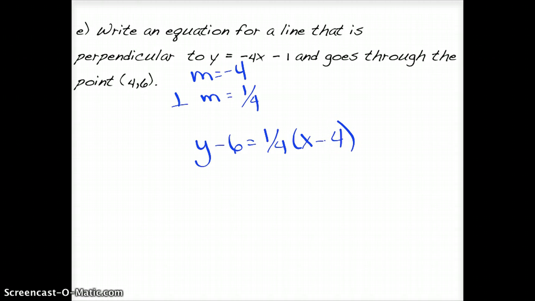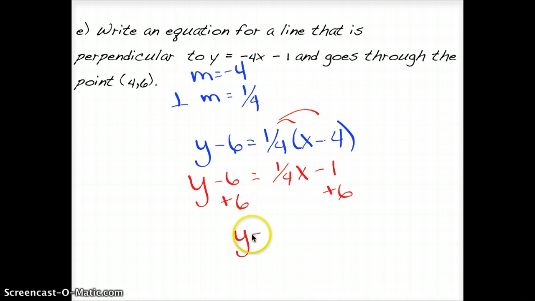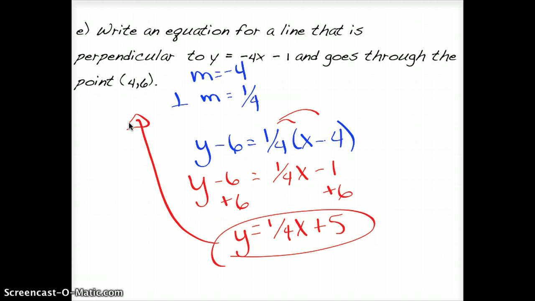So again, I'm going to change this into slope-intercept form just because that will be easier for you to check if you're right. I'm going to do 1/4 x minus 1 equals y minus 6. And I'll add 6 to both sides. And I get y equals 1/4 x plus 5. And if I check it up here, 1/4 of 4 is 1, plus 5 is 6. So it seems all good. This works out. Okay, if you know these things, you are good to go.